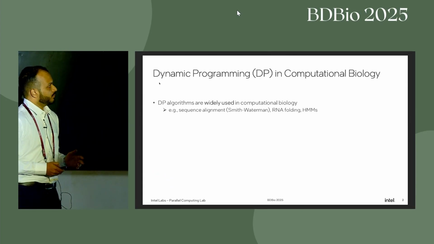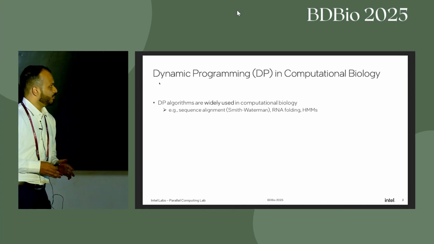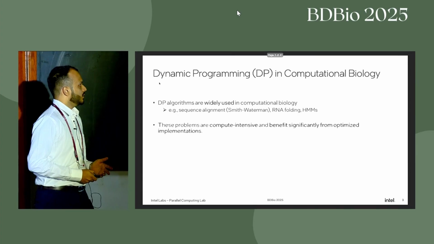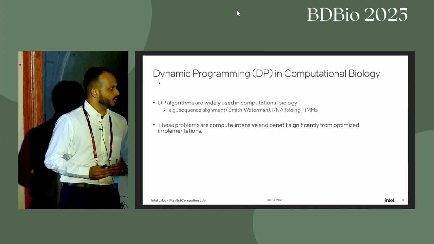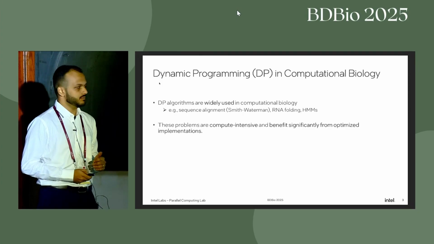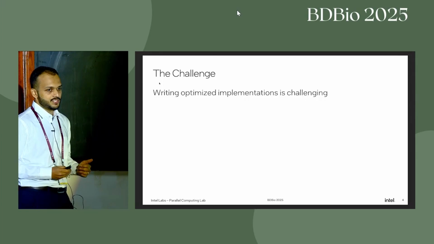Dynamic programming algorithms are widely used in computational biology. There are problems like sequence alignment, RNA folding, and HMM that use it. These problems are compute intensive and benefit significantly from optimized implementation. However, writing optimized implementation is really challenging.